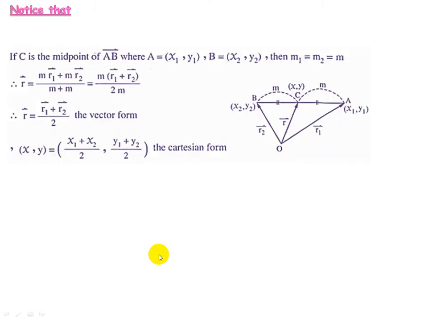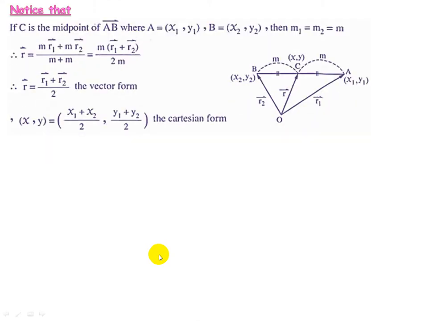Now, we talked before that if C is midpoint of AB, where A equals (x1, y1), B equals (x2, y2), so the point C will be equal ((x1 + x2)/2, (y1 + y2)/2). This is Cartesian form. But using the new form, vector form, the ratio between AC to CB is m to m because they are equal.